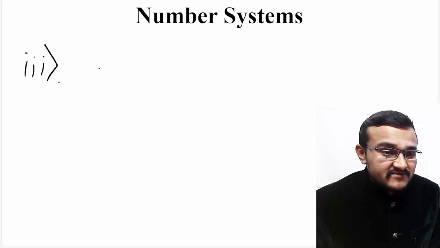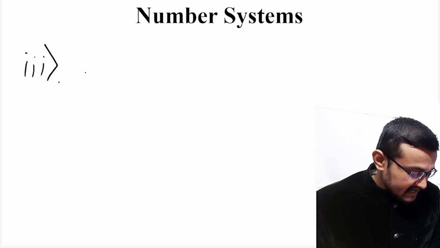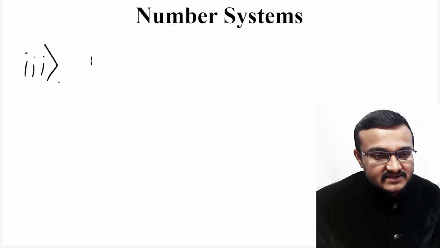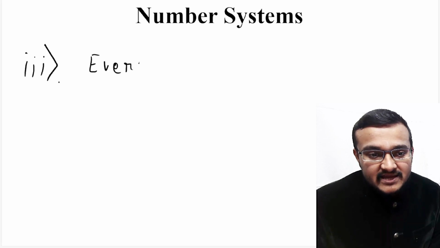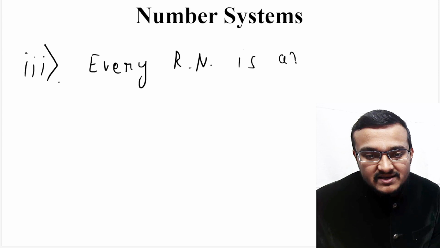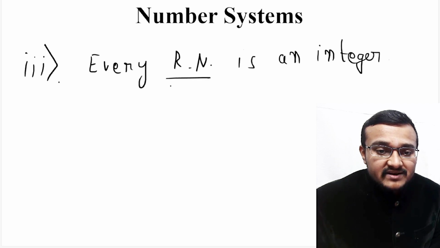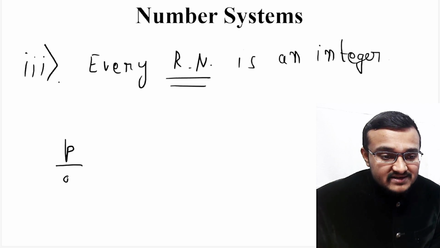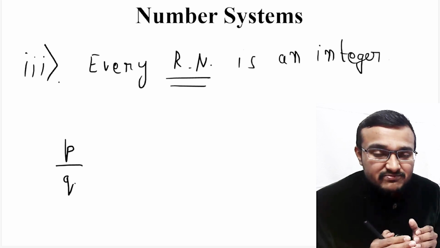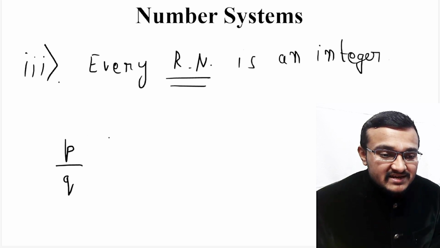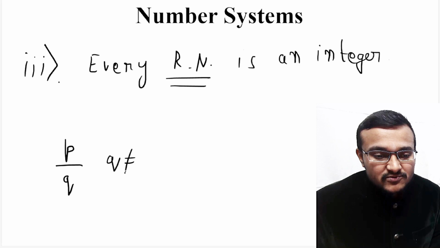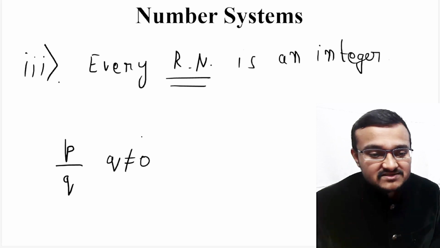So in this example 1, if we come to the third statement, here they have given every rational number is an integer. So this is what they have given as the third statement. Here for a rational number, always the condition is, if a particular number is expressed in p by q form, where p and q are integers, and if q is not equal to 0, then you can call that number a rational number.